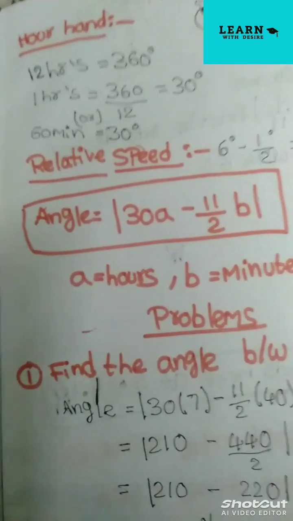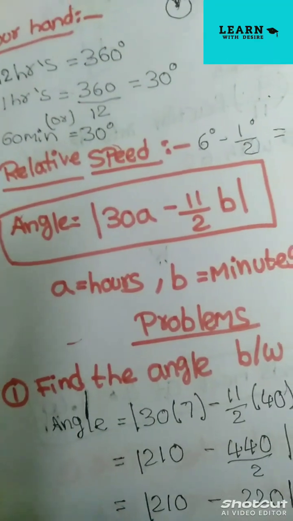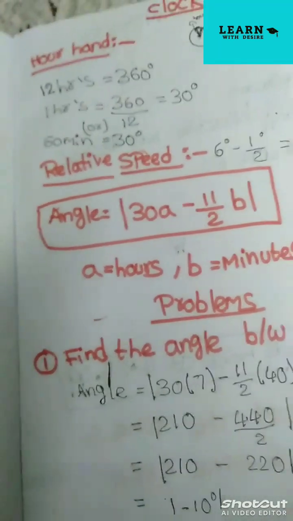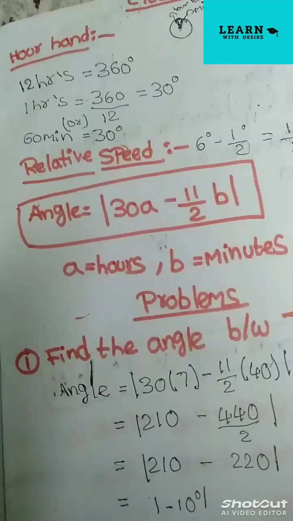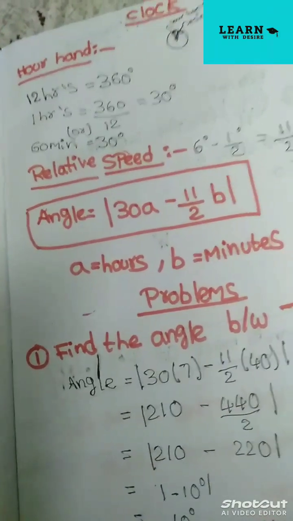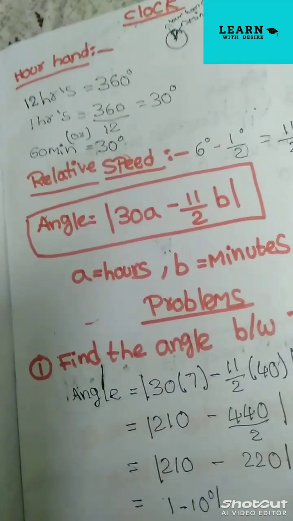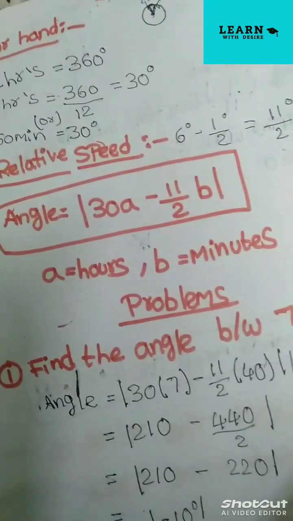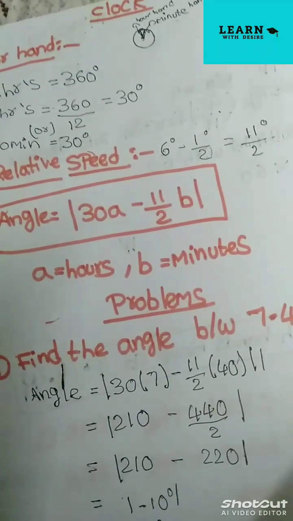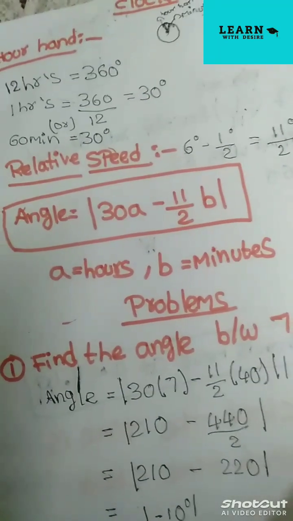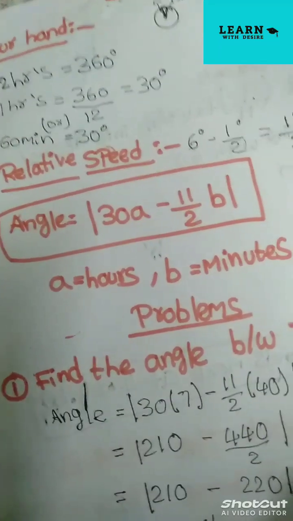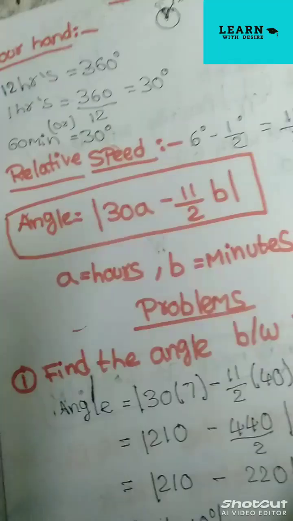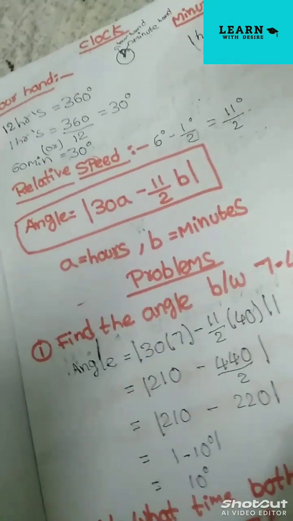And what is the formula for calculating the angle of a clock? The formula for calculating the angle of a clock is modulus of 30a minus 11 by 2 b. Here a stands for hours and b stands for minutes. The whole value should be placed inside the modulus. Now let us see the problems.